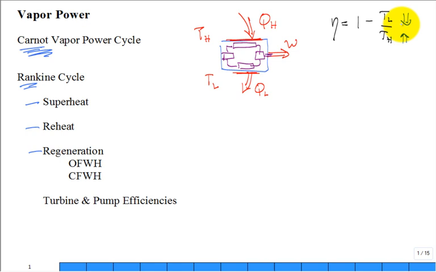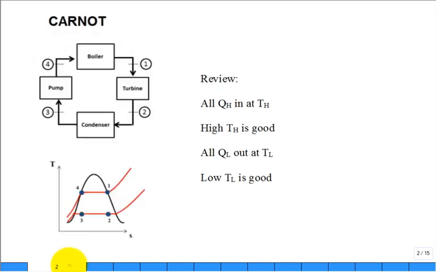You try to get your metals so that they can handle the high temperatures so that your fuels can actually burn easily at higher temperatures than what it's used at. But metallurgical considerations often limit TH. Okay. So all Q in at TH. That was true for the Carnot, not true for the Rankine. High temperature is good, true for both. All the QL out at TL, that's going to be true for both Carnot and Rankine. Pretty much the condenser is the lowest temperature, and that's where we're rejecting heat out of the cycle. And low TL is good, that's true for both.